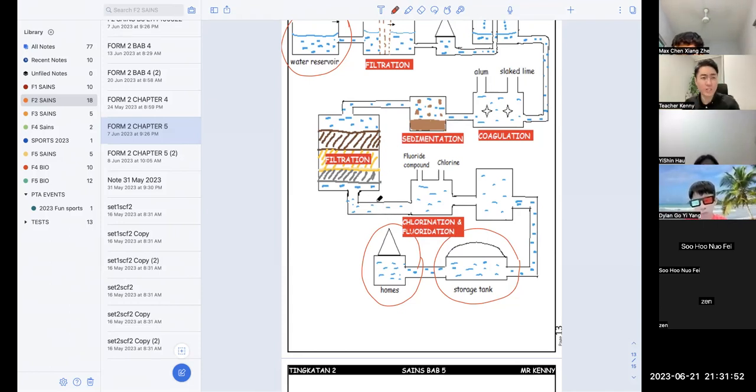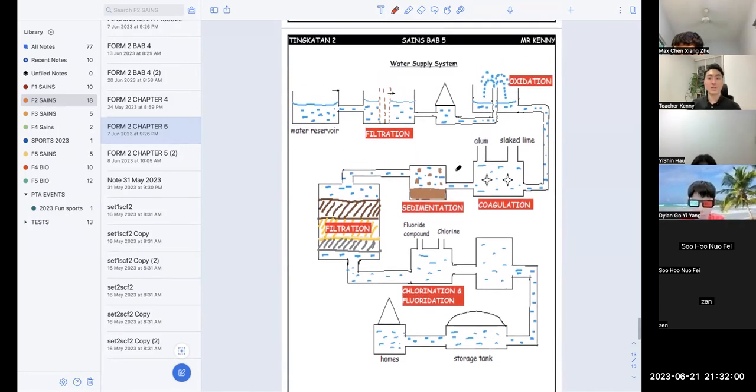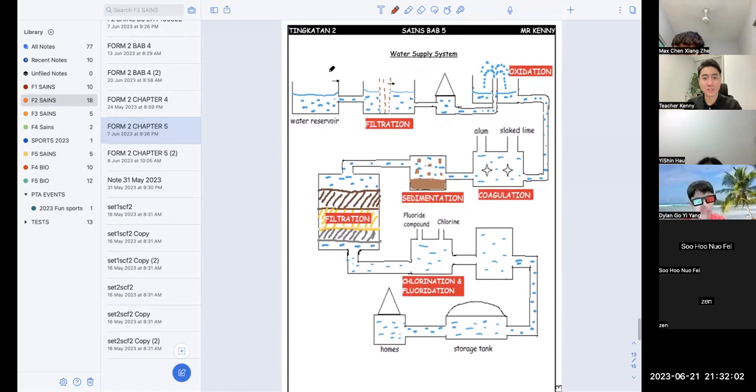So you all have your own storage tank. Puchai Lama will have your own. Puchong, you guys will have your own storage tank. So different places will have your own storage tank. Now, let's start one by one.